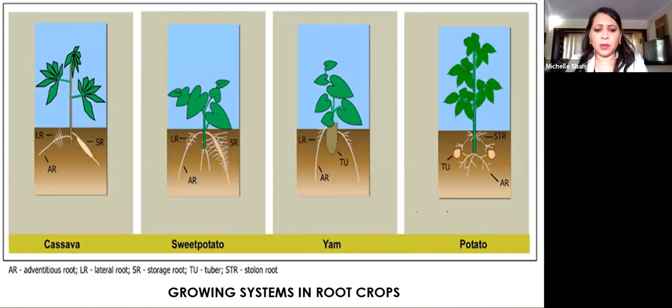Okay, well, we have the various types of root crops, and the difference between the types depends on the shape of the root. So we have tubers from the yam and the potato, and that tuber is the edible part of the plant on yam and potato. However, with cassava and sweet potato, the storage root is the edible part of the plant. So as you see in the diagrams, the storage roots are the edible part in cassava and sweet potato, and in yam, it would be the tubers.